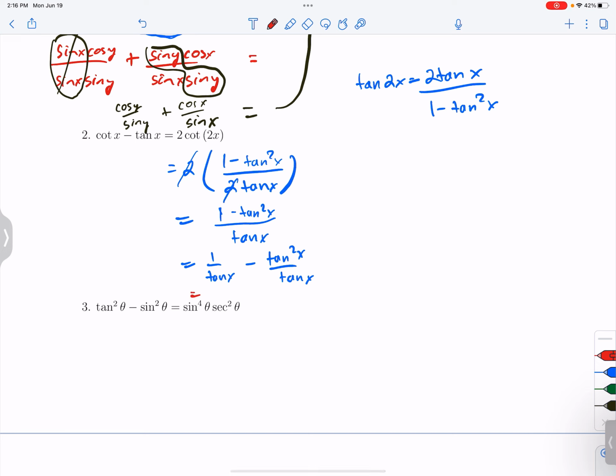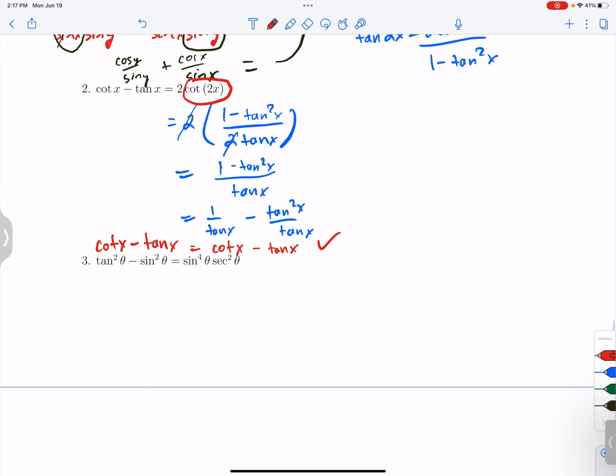1 over tangent of x, well, that's just the reciprocal of tangent, so that's cotangent. And then that second fraction, tangent squared over tangent, is just tangent of x. And that's what we have. So the thing to notice here is that cotangent of 2x, while we don't have a formula for the double angle for cotangent, we do for tangent, and so it's just the reciprocal.